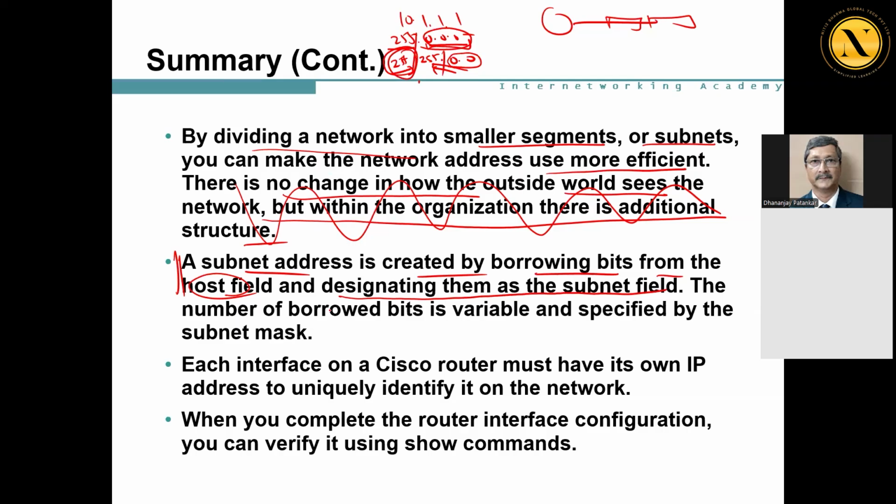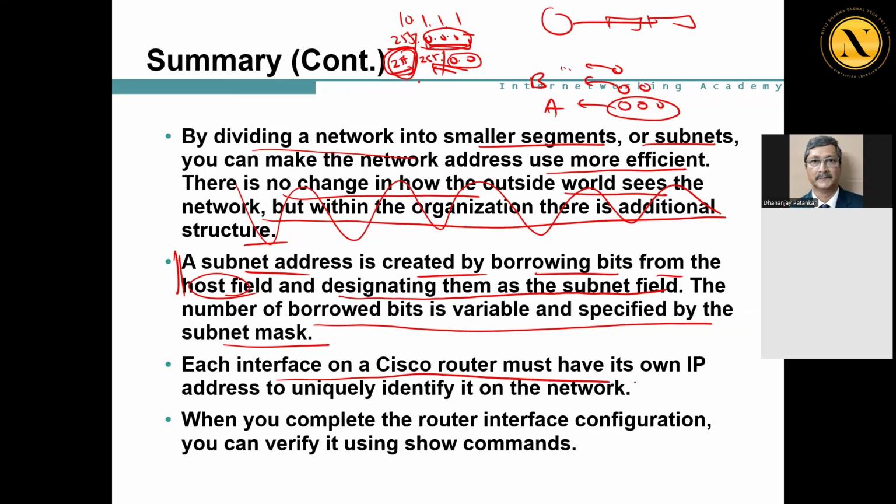Yes, sir. So the number of borrowed bits is variable and specified by the subnet mask. In class C, you have 8 bits from which you can borrow. Class B, you have only 16 bits from which you can borrow. Class A, sorry, I'm telling the other way around. Class A, we have 24 bits from which you can borrow bits and convert them into subnets. Class B, we have 16 bits, and class C, we have only 8 bits from which you can borrow some bits and convert them into subnets. Okay.